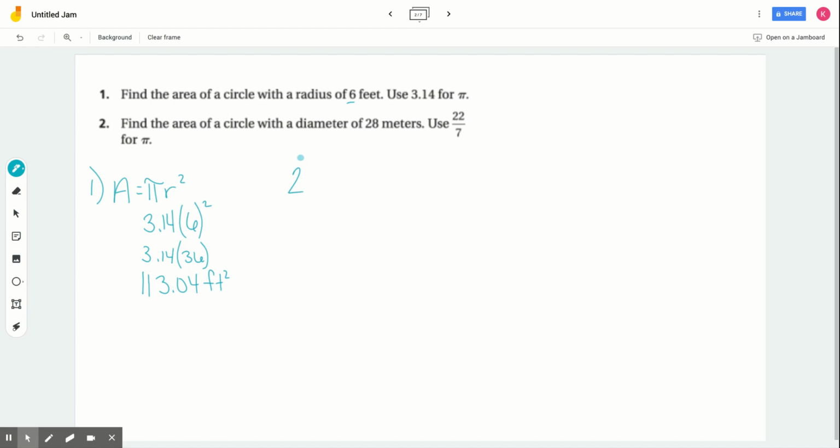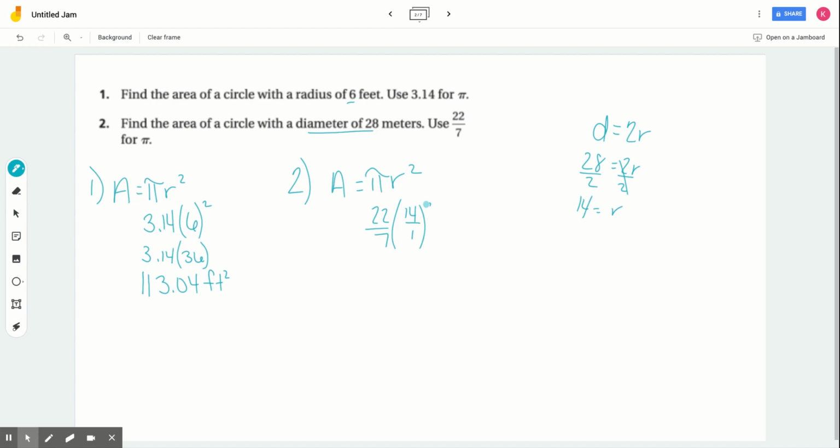So now let's look at number 2. Again, area equals pi r squared. It wants us to use 22 sevenths for pi this time. It gives us a diameter of 28. Now remember, diameter is like 2r. So if the diameter is 28, the radius is 14.